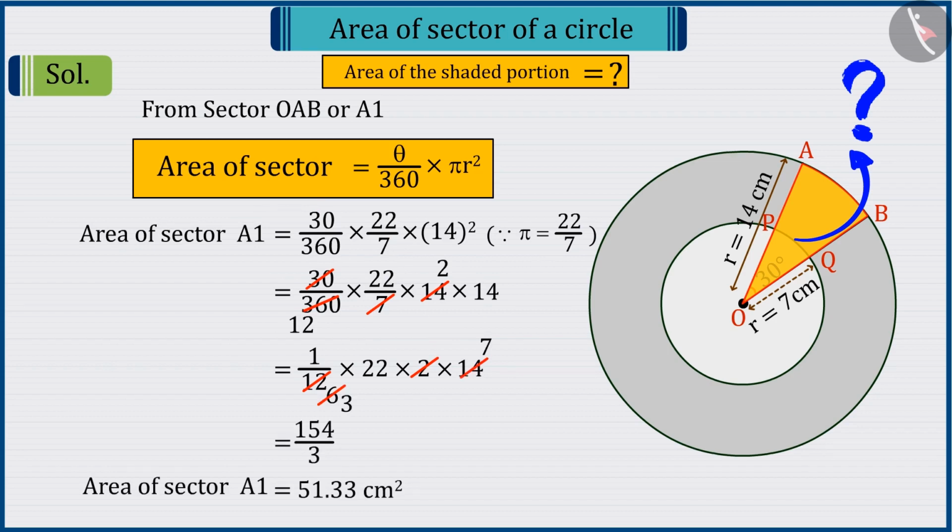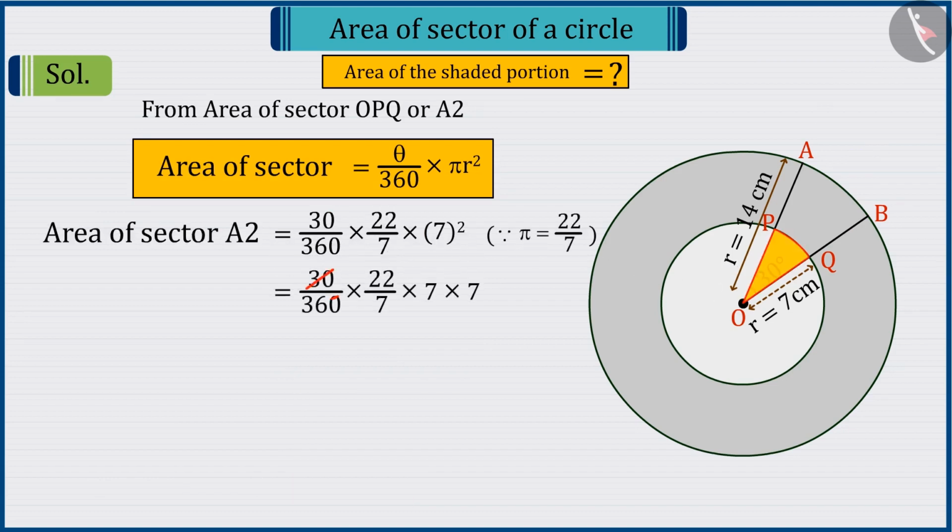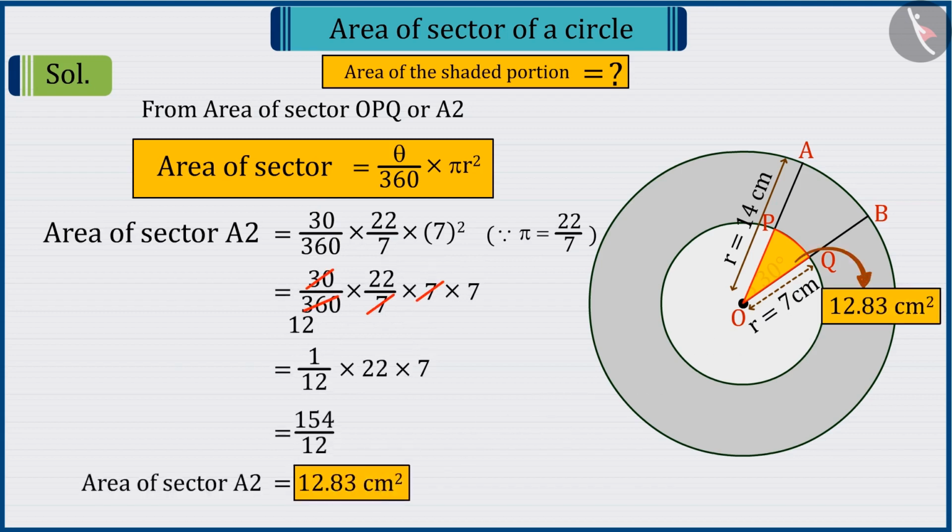the value of A1 is 51.33 square centimeters. Similarly, the value of A2 is obtained as 12.83 square centimeters.